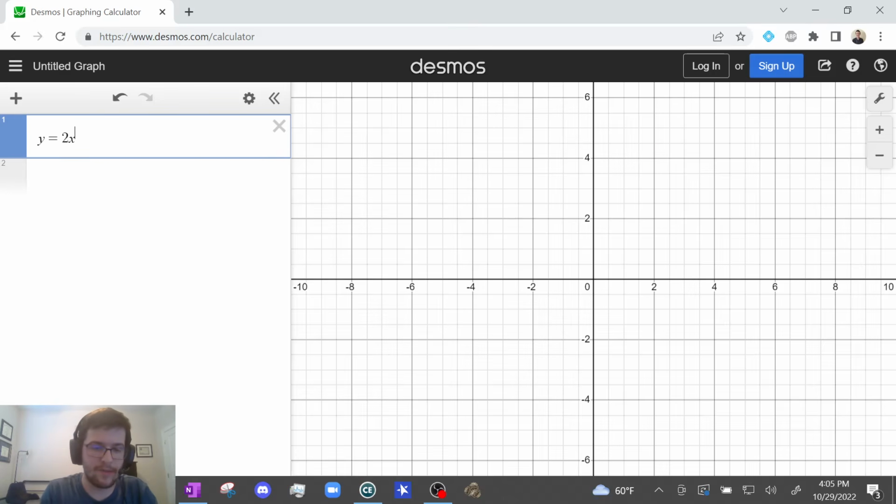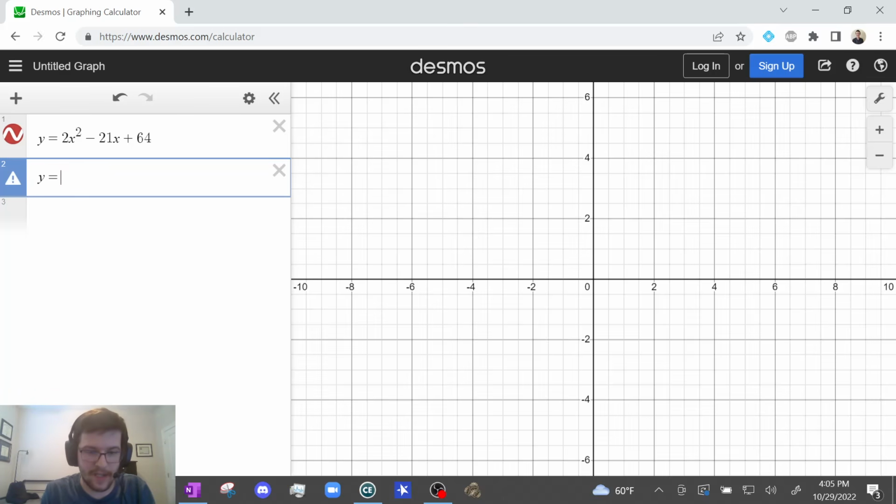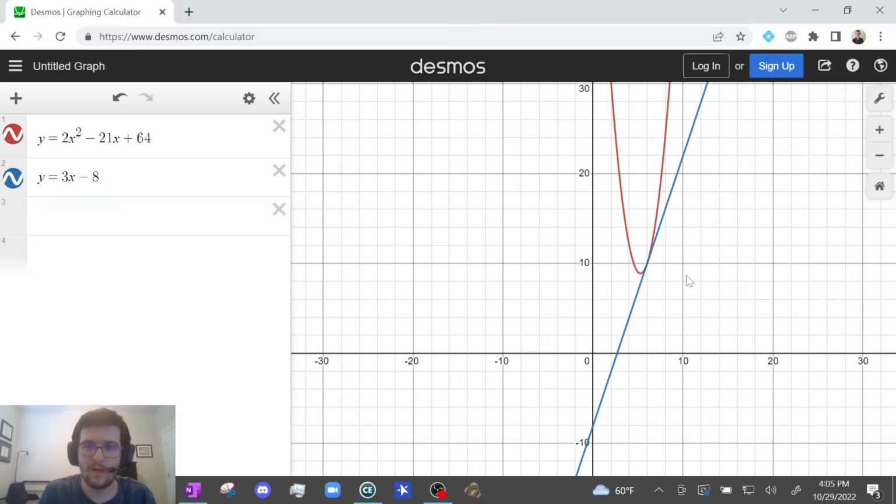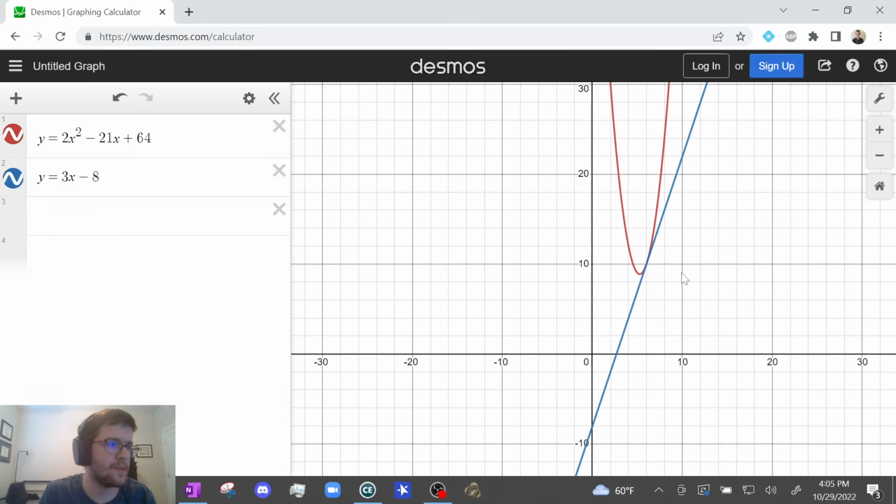Okay, so y equals 2x squared minus 21x plus 64. And then y equals 3x plus a. So little a for the first one is minus 8, so plus -8, or you could do just minus 8. And no, we don't guess and check. Yeah, I remember this one was tricky. You really couldn't guess and check, but let's come back to this.